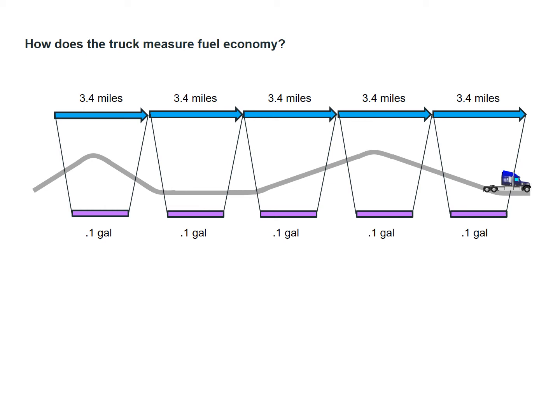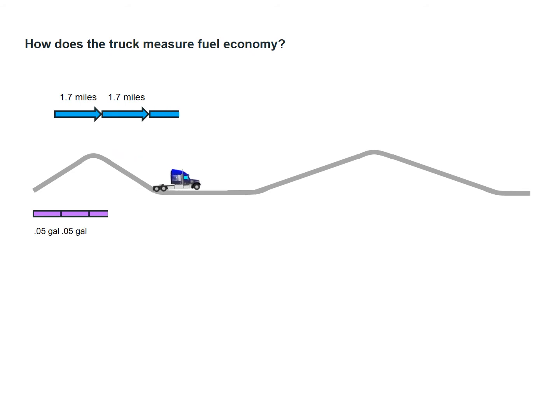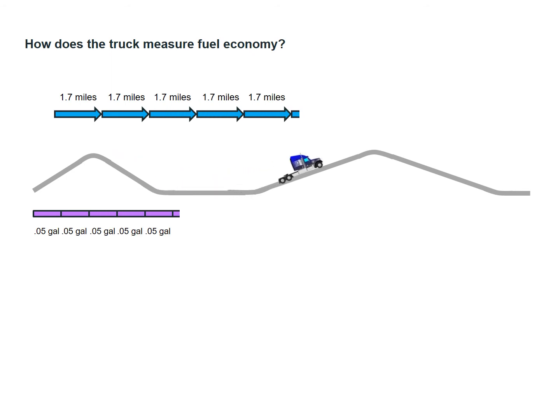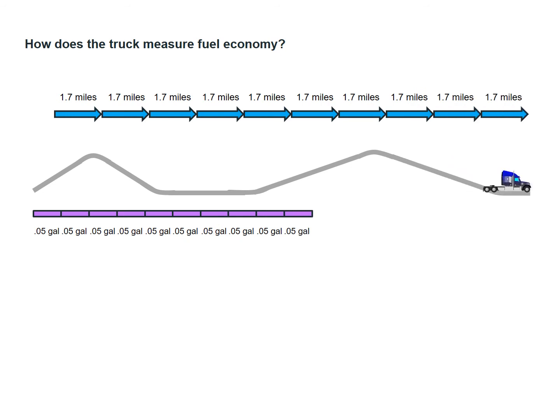I'll show the truck's trip again, this time splitting it into 1/20th of a gallon intervals. Each fuel interval has an amount of change in fuel, in this case 1/20th of a gallon. Also, each distance interval has an amount of change in distance, in this case 1.7 miles. Now let's think about how these fuel intervals correspond to the distance intervals.